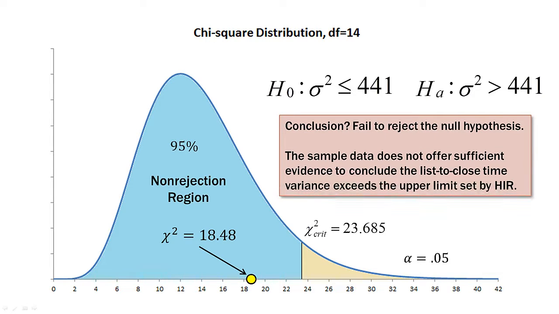So our conclusion is that we fail to reject the null hypothesis. The sample data does not offer sufficient evidence to conclude that the listing to closing time variance exceeds the upper limit set by High Interest Realty. Yes, our sample variance of 582, I think it was, is higher than 441. But remember, we're using a sample variance, so we expect some natural variation in our samples. Even though it's higher, it's not high enough to be beyond what we would expect due to just simple random sample variation.